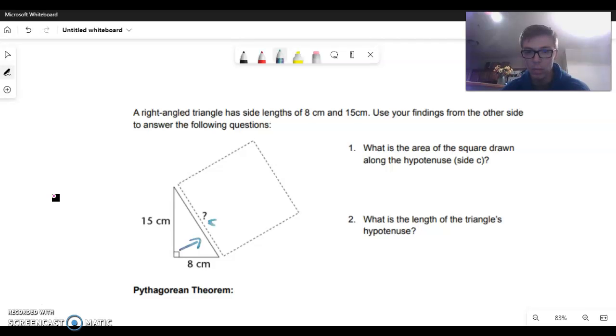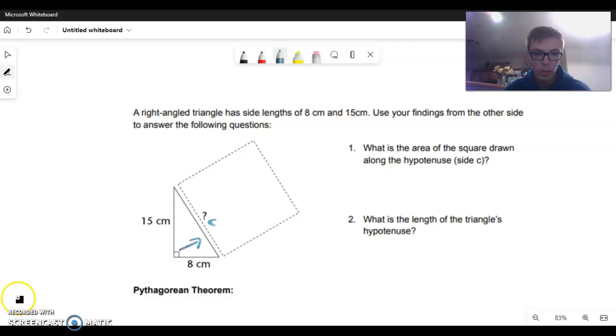This is side C. So I want you to find the area of the square that would be drawn along the hypotenuse, and then I want you to find the side length of that hypotenuse. So how long would that side be? How long would side C be? So I want you to pause the video and go ahead and try that one.